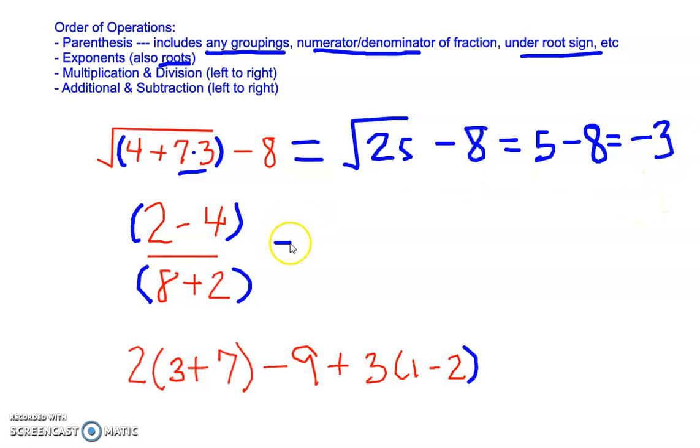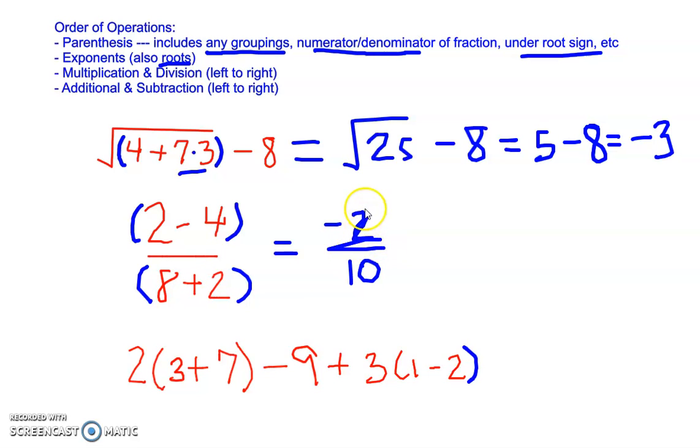Okay, let's look at the second problem. Again, parentheses first. We already talked about how we actually have parentheses that are understood. They're not written in, but they're understood. There's parentheses around that numerator, that's the top of our fraction, and parentheses around the denominator. So let's just do those. There's only one operation in each one. 2 minus 4 is negative 2. And in the denominator, 8 plus 2 is 10.